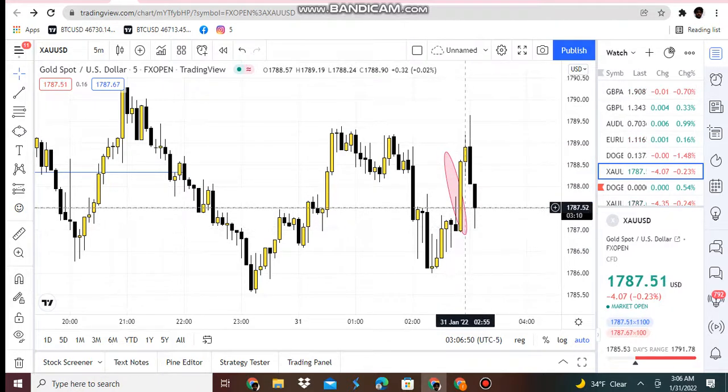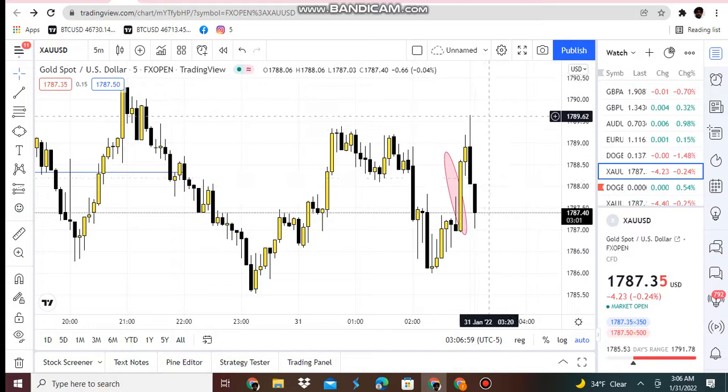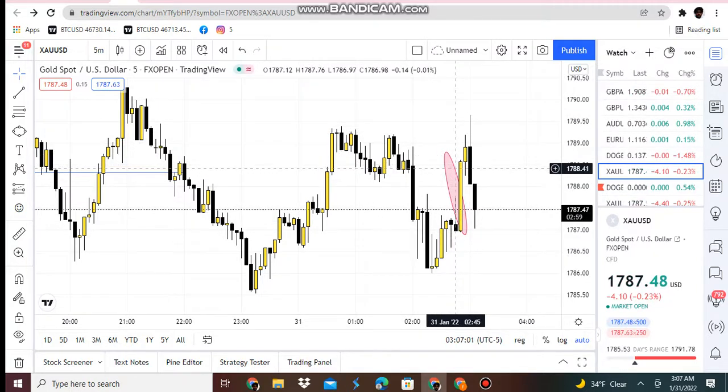Bullish engulfing pattern, yellow candlestick engulfing black candlestick. Letting us know that, okay, buyers are in complete control, overpowering sellers, and now we're in the uptrend, and now price is heading back up. So price is now heading back up, as you can see.